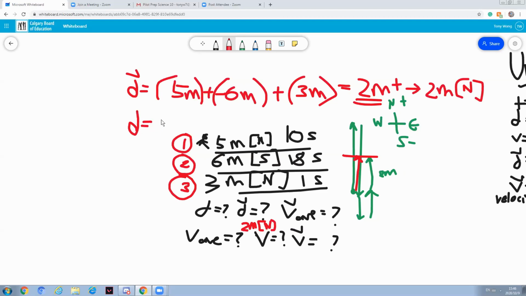So the distance he traveled, right? So the distance is 14 meters. 5 plus 6 plus 3. Yeah, it is 14 meters. So it's just 5 meters plus 6 meters plus 3 meters equals 14 meters. Okay, so now we have that part down.